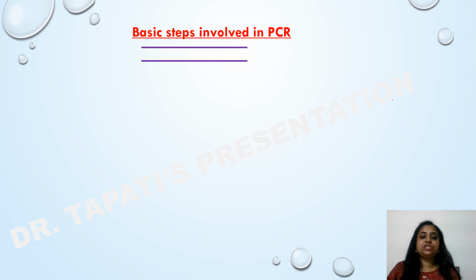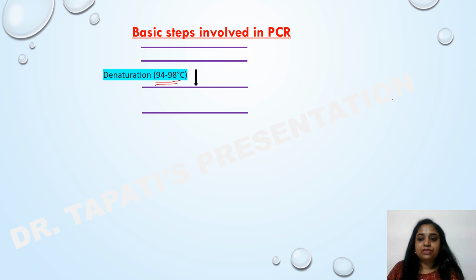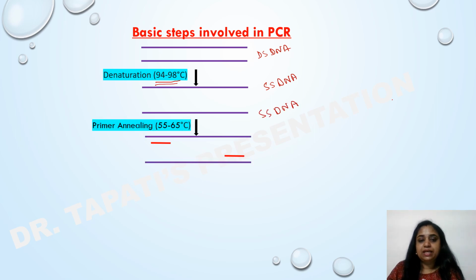Let's quickly know about three basic steps involved in PCR. First step is denaturation, which is carried out at 94 to 98 degrees Celsius. This provides a single-stranded template for the next step. So double-stranded DNA is converted to single-stranded DNA. Next step is primer annealing, which is carried out at 55 to 65 degrees Celsius, so the primers can bind to their complementary sequences on the single-stranded template DNA. In this process, two primers are required.